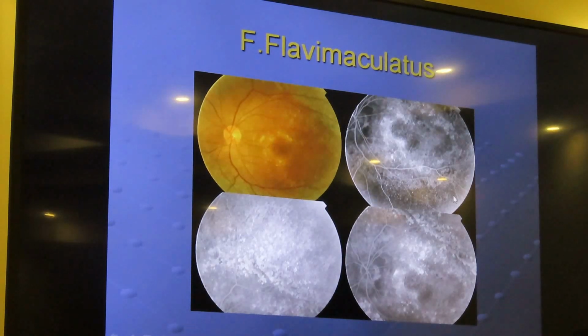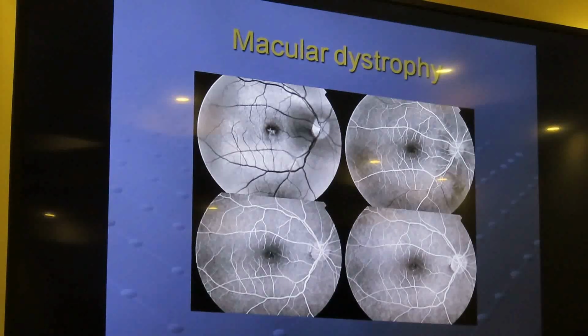This is also fixed hyperfluorescent spots, not increasing in size but in intensity, denoting RPE atrophic changes. This is what's called macular dystrophy. It is really apparent on infrared, most of the time, something like that. You see, it is also RPE atrophic changes, not increasing in size. Most retinal dystrophies are RPE atrophic changes, with the exception of those that are transmitted to CNV.